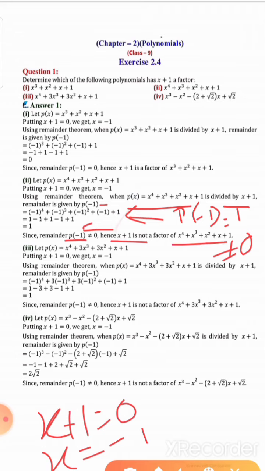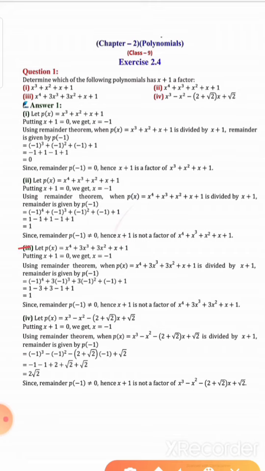Next question, question number 3. We write our polynomial p of x equal to x raised to 4 plus 3x cube plus 3x square plus x plus 1. Again we have to find whether x plus 1 is a factor of our polynomial. Similarly, we first find the root of the linear equation. Putting x plus 1 equal to 0, we get x equal to minus 1. By using the remainder theorem, the polynomial is divided by x plus 1, and the remainder is given by p of minus 1.